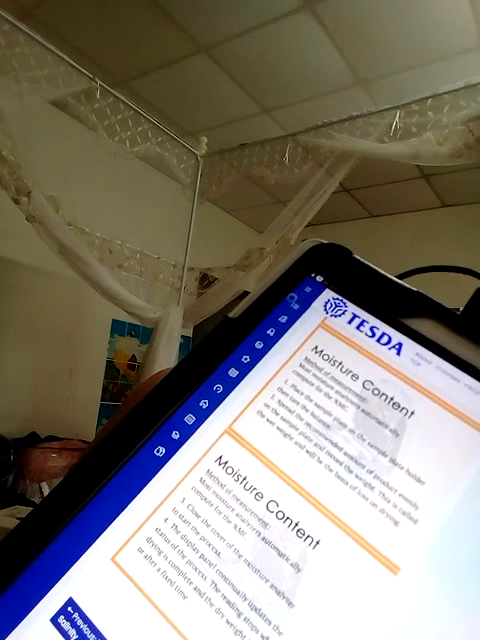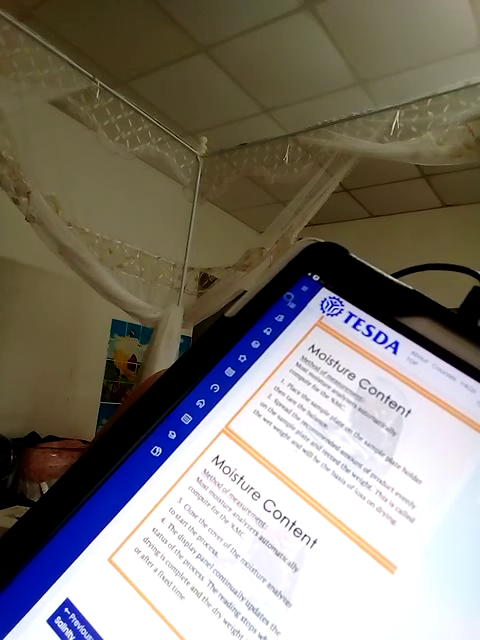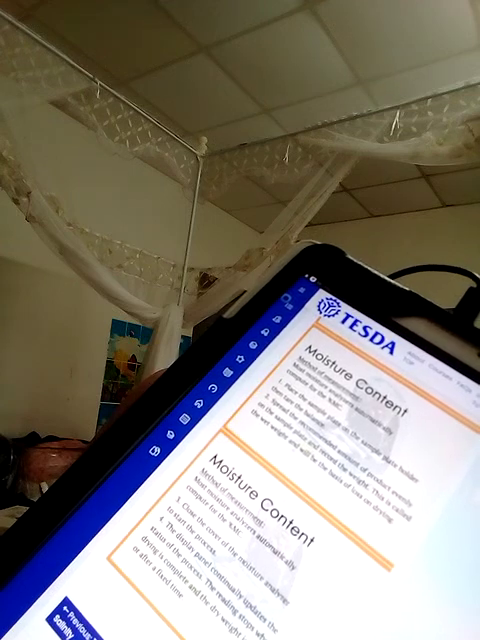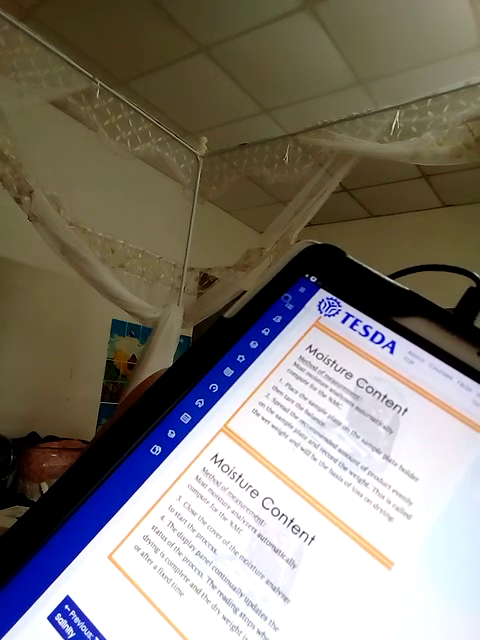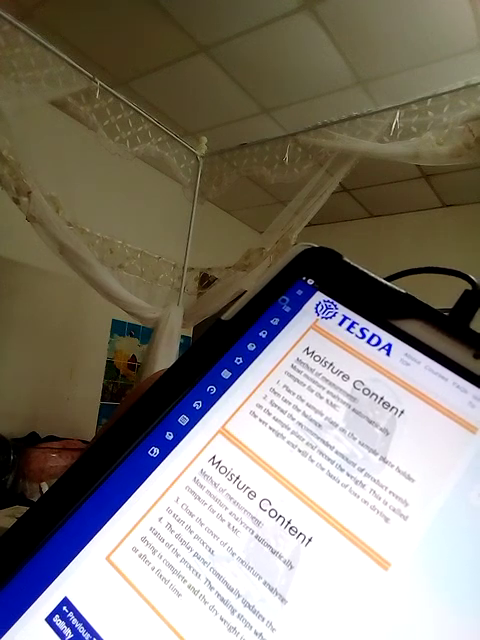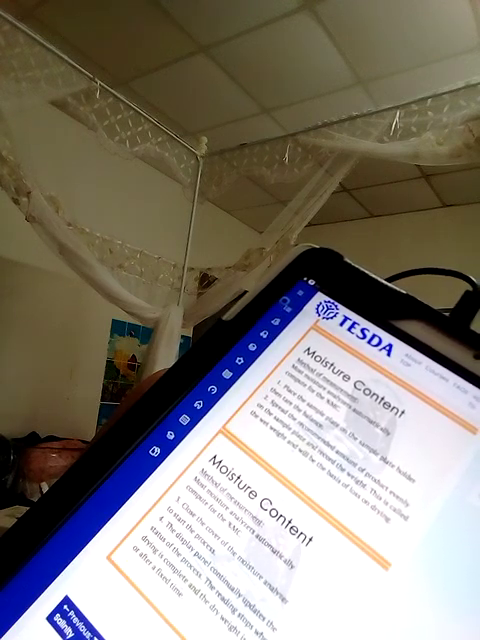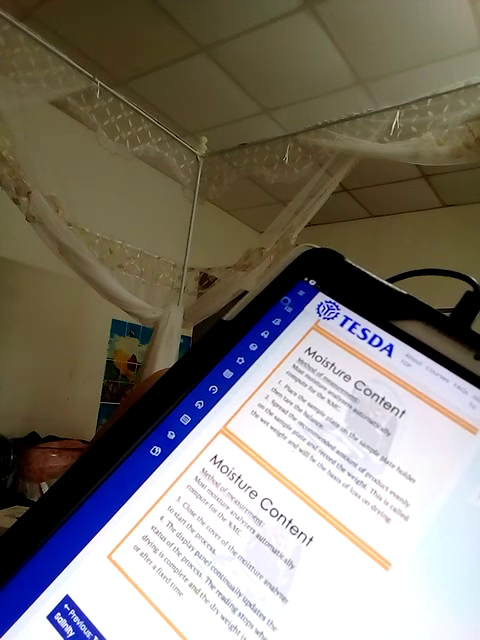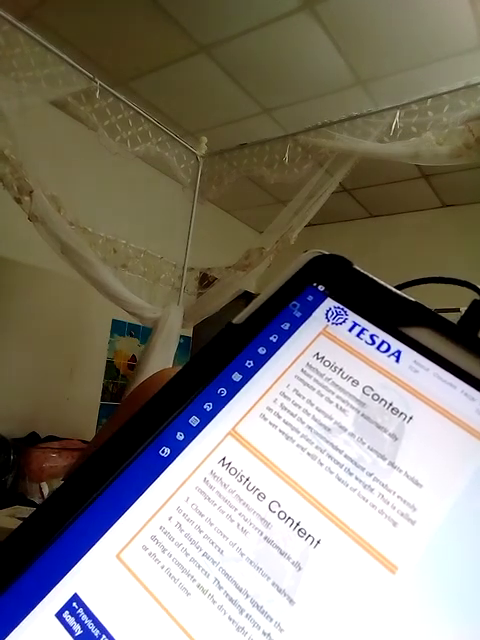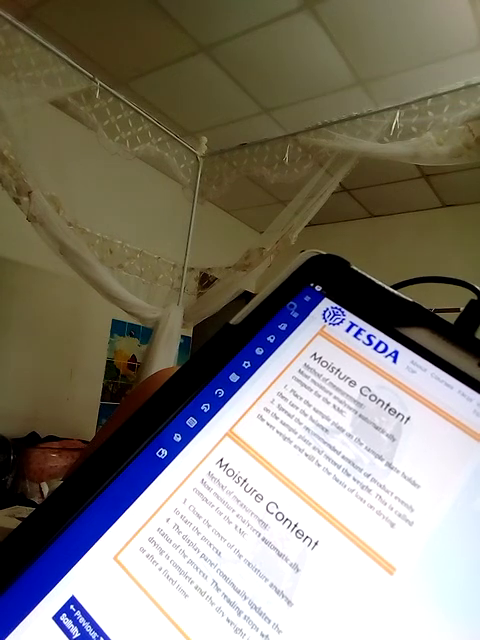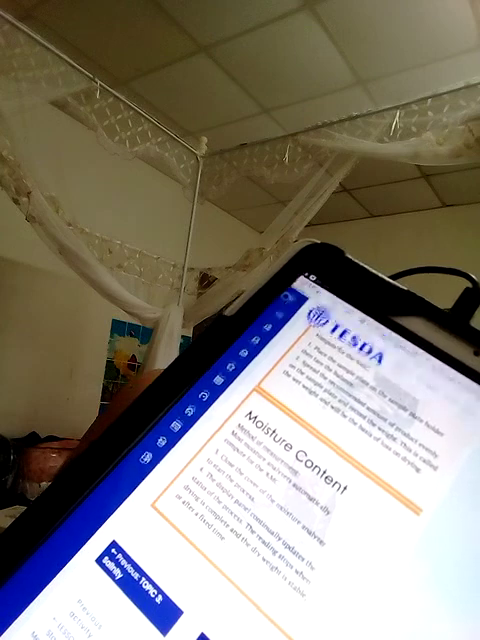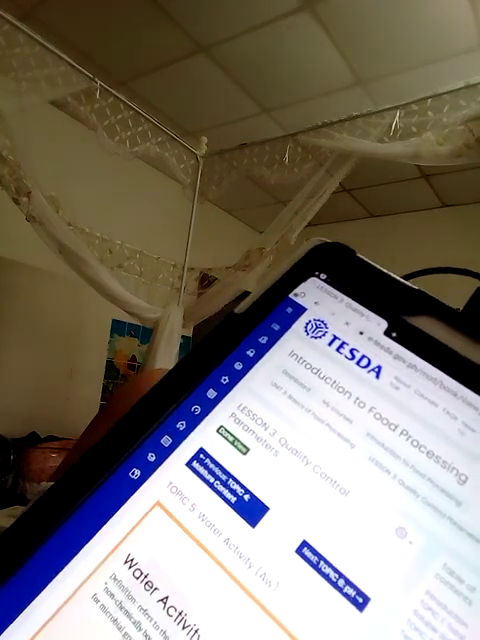Number 3, close the cover of the moisture analyzer to start the process. The display panel continually updates the status of the process, and reading stops when drying is complete and the dry weight is stable, or after a set time. That is moisture content. Topic 5, water activity.